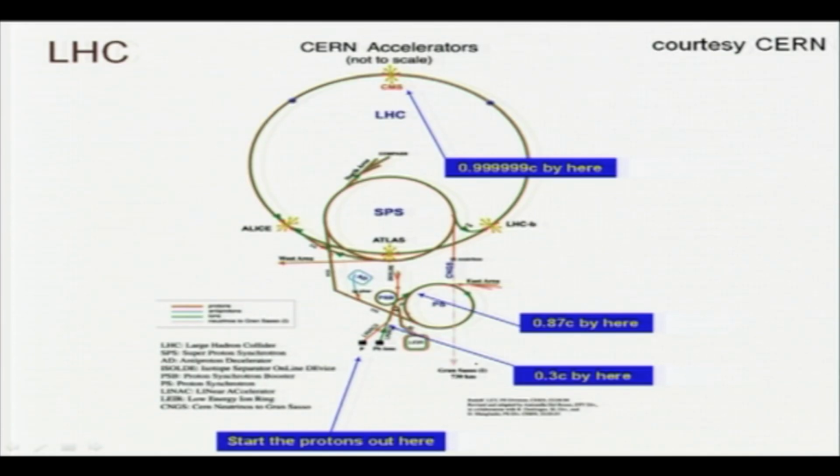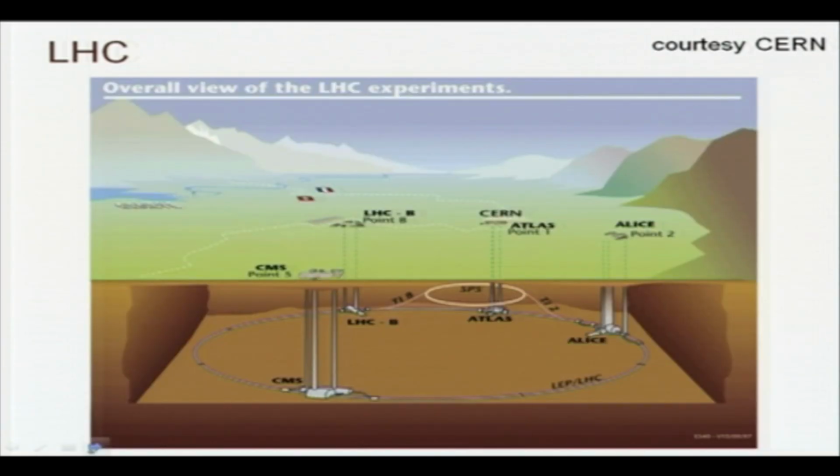These are the places where they are actually collided. The whole thing is kept below ground, something like 100 meters below ground, and this is needed to actually avoid any radiation leak. That is one of the reasons. Other things are safety considerations; it is better to be under the ground.